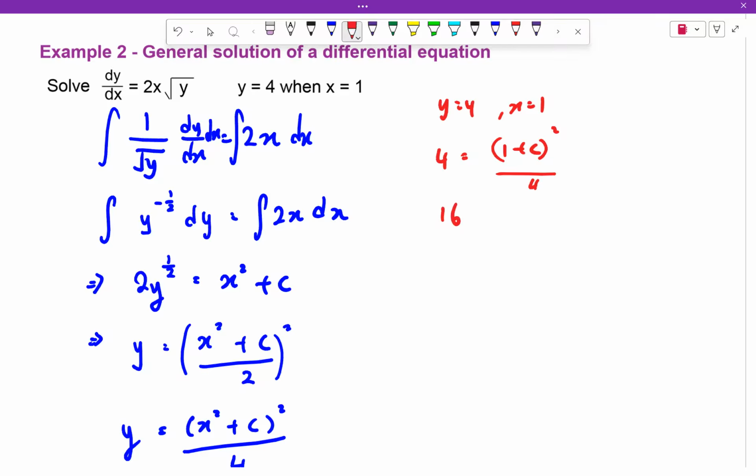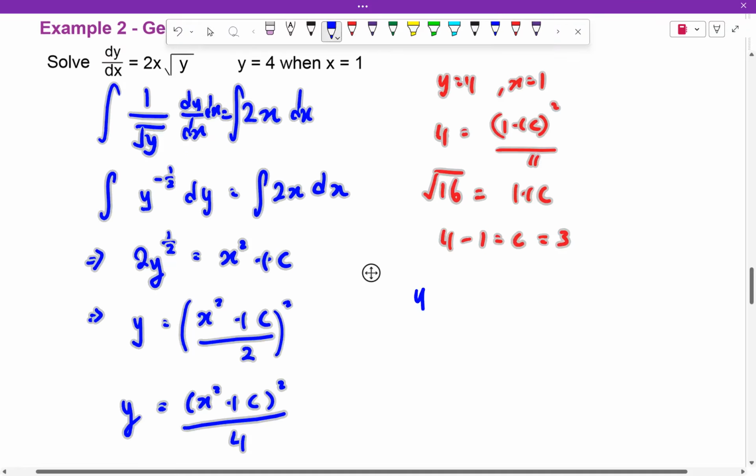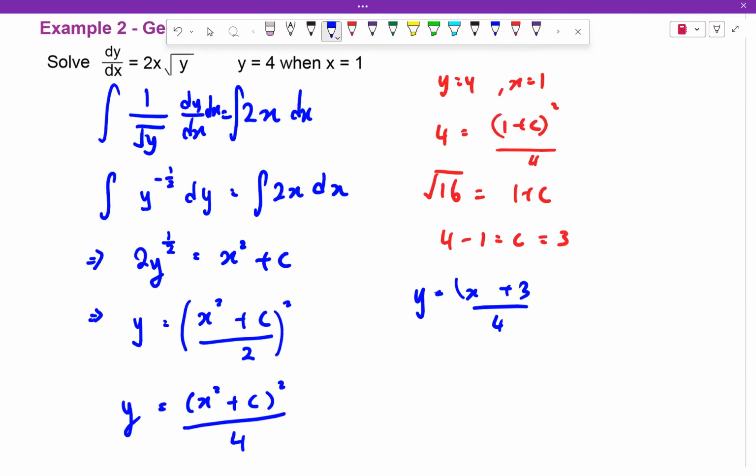So you got 16, okay? And then you square root equals to 1 plus c. So 4 minus 1 equals to c. So this is equals to 3. So our final answer would just be y equals to x squared plus 3 over 4. Oh, sorry. This should be a bracket square also.